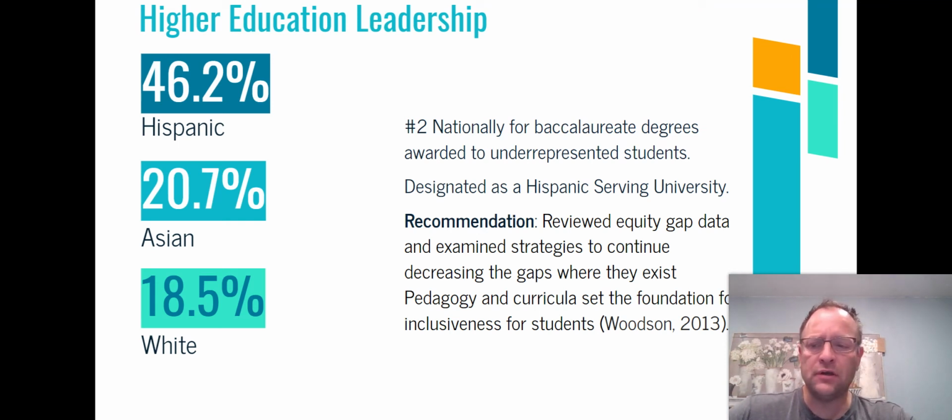My recommendations here are to review the equity gap data, and examine strategies to continue to decrease those gaps where they exist. This might be in pedagogy or curricula. Those are the foundations for inclusiveness for all students.